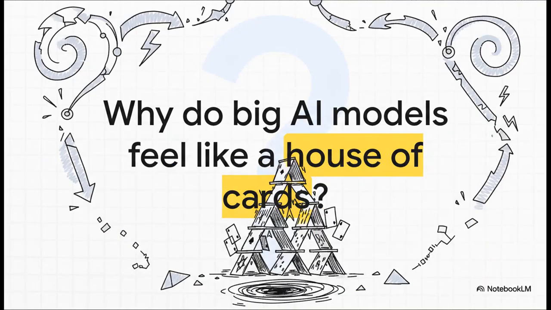So why does building these giant AI models sometimes feel like you're building a house of cards? You keep stacking layers, making it bigger and more powerful, and then, suddenly, the whole thing just collapses. It's a huge problem. So what's the weak link here? What's going on under the hood that makes these amazing systems so fragile?